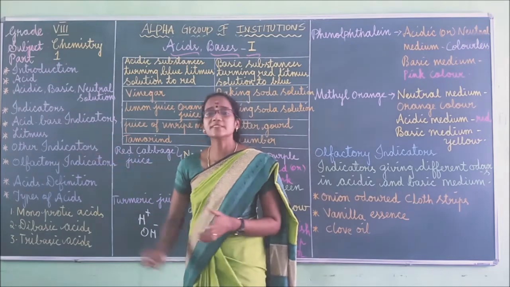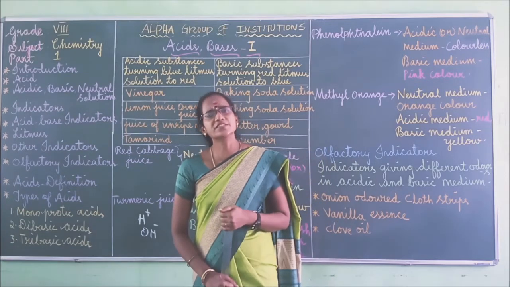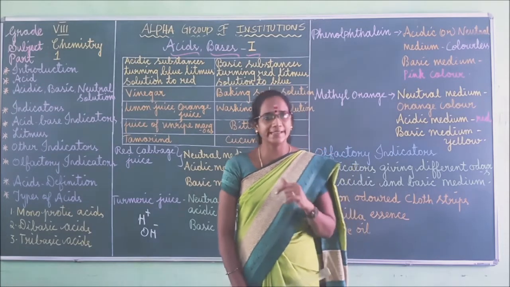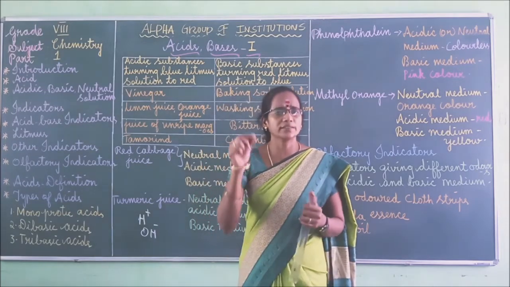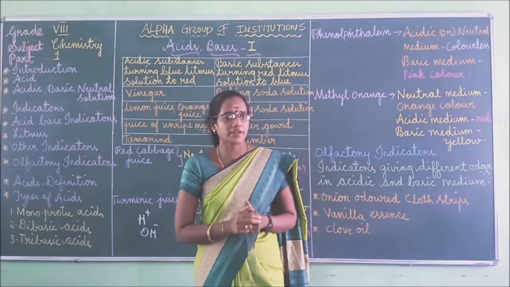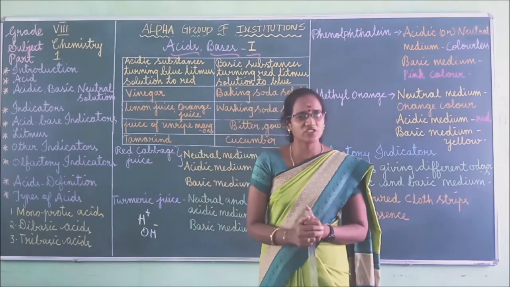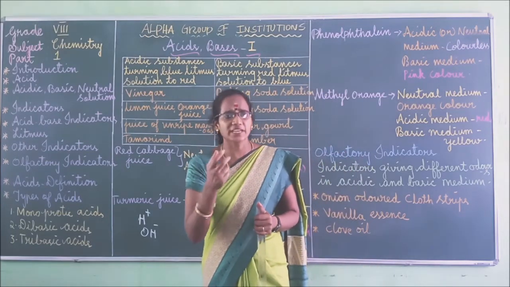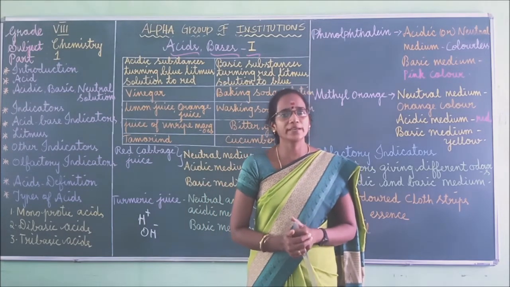Good. Next one is indicators. An indicator is a chemical compound which is used to detect whether the given solution is acidic or basic in nature. This chemical compound is used in a very small amount in a solution to detect whether the given solution is acidic or basic in nature. As this indicator shows color changes in acidic and basic medium, we can say it is an acid-base indicator.